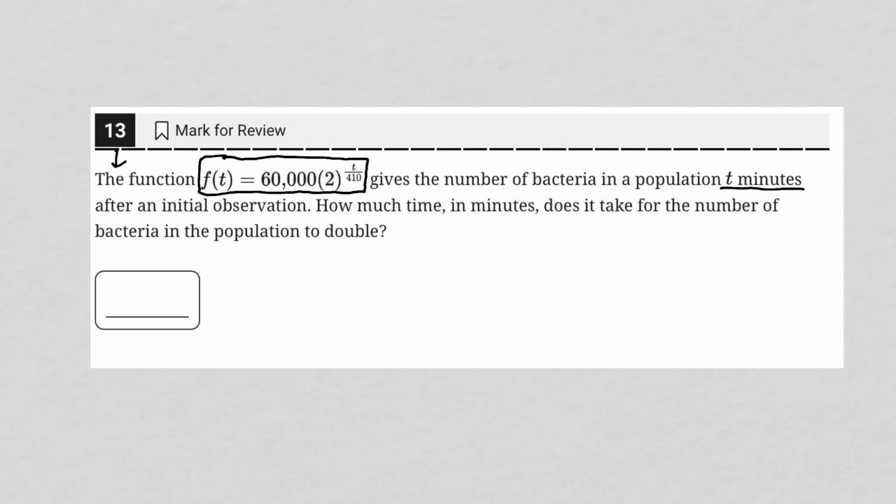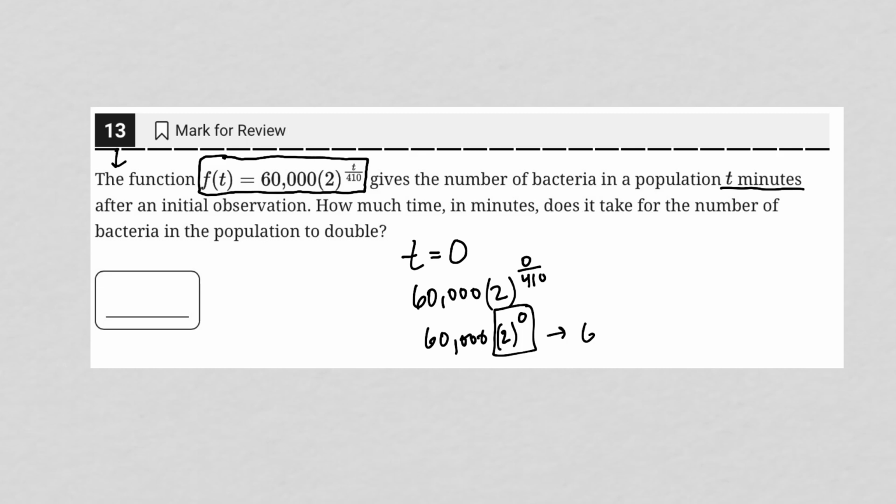All right, so first of all, I want to know what is the initial population. So I'm going to say t is equal to 0, because at 0 minutes, we should be able to get the initial population. So that would be 60,000 times 2 to the 0 over 410, which of course is the same as 60,000 times 2 to the 0 power. 2 to the 0 power is equal to 1. So this all becomes 60,000. All right, so I know that f of 0 is 60,000.